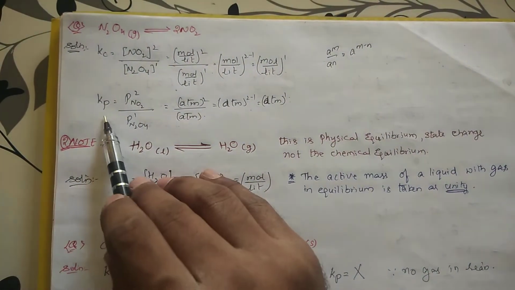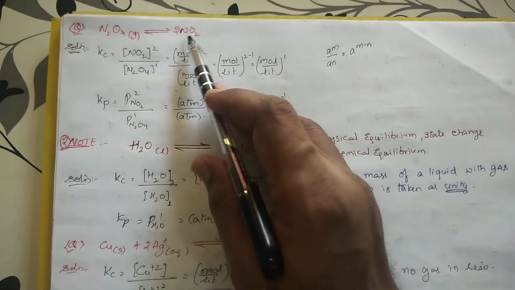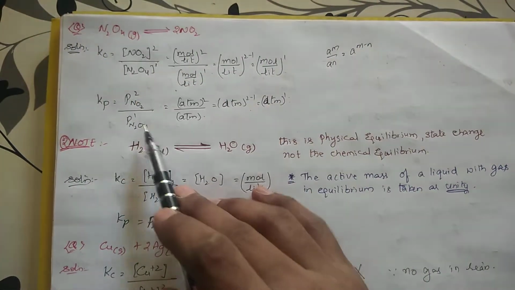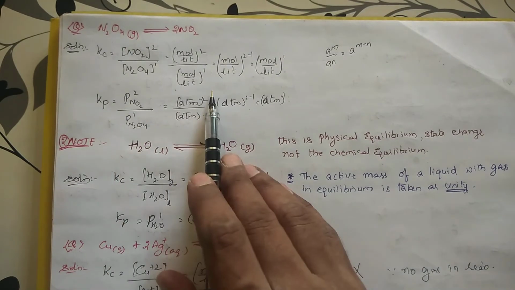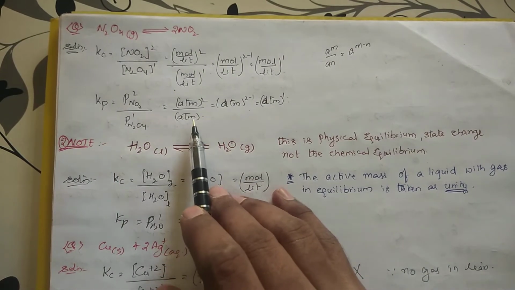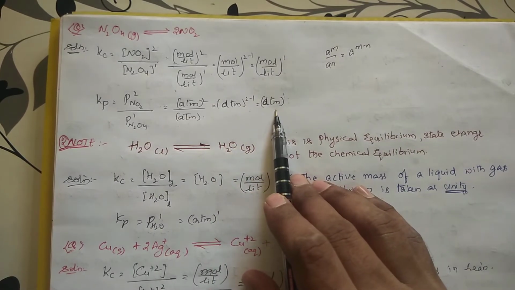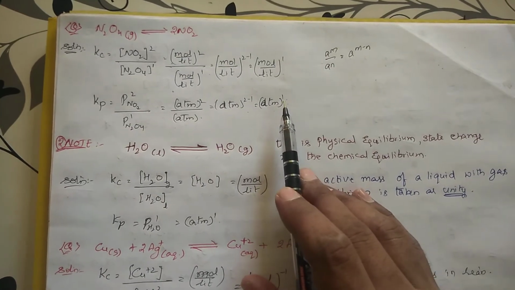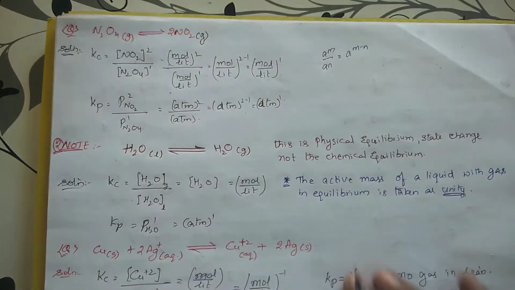Suppose if you go for Kp, what will you be writing? Partial pressure of NO2 whole power 2, that is square, by partial pressure of N2O4 whole power 1, because the stoichiometric coefficient is 1. So pressure is measured in atmosphere, so it is atmosphere square by atmosphere. So with the same formula, 2 minus 1, it will become atmosphere whole to the power 1. This is the unit of this particular equation with respect to partial pressure. So this is also in gaseous condition, right?